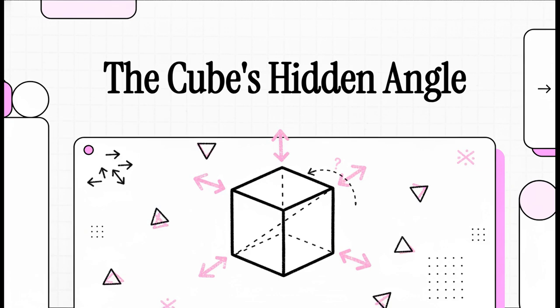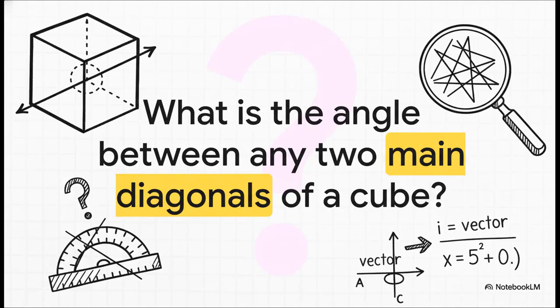Today we're tackling a surprisingly tricky puzzle that hides in plain sight inside one of the simplest shapes imaginable. So what is the angle between any two main diagonals of a cube? Just by looking at it, it's tough to guess. Is it 90 degrees? Maybe 60? Well, the answer is not what you might expect. And to find it, we can't just use a protractor. We need a powerful mathematical tool.